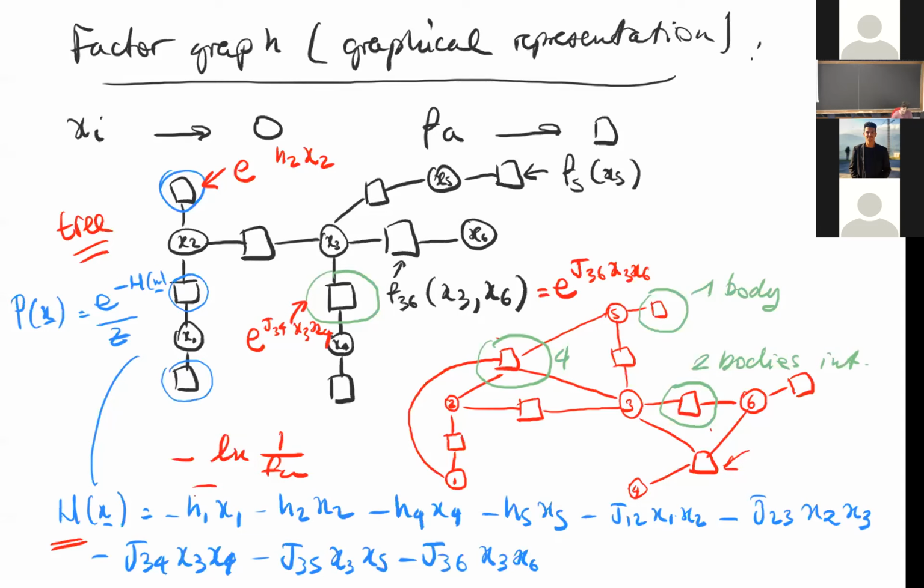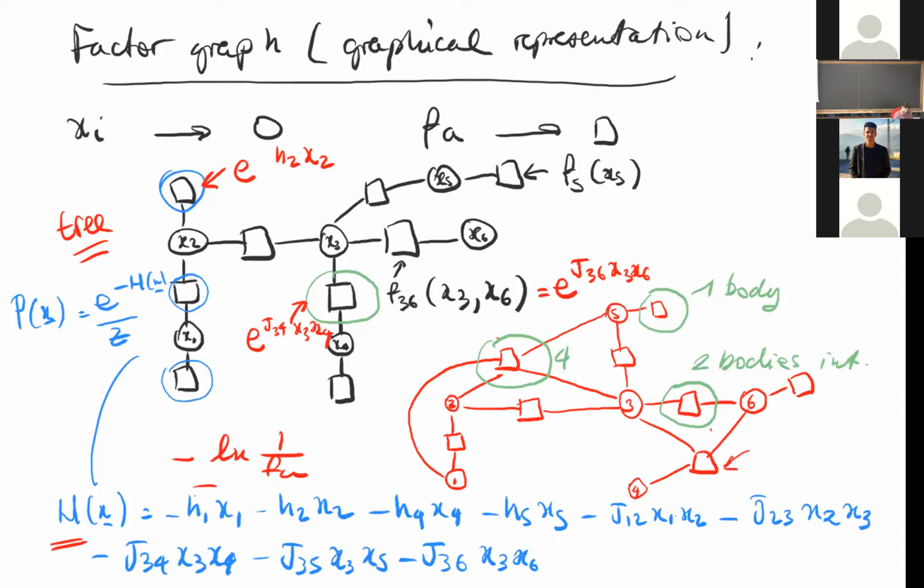So for 3, 4, and 6, they are interacting together. Yes, you see that there are boxes that connect them, so you have interactions. As long as you have a factor that depends on both of these variables, then they interact through this function. So without 6, 3 and 4 cannot interact.